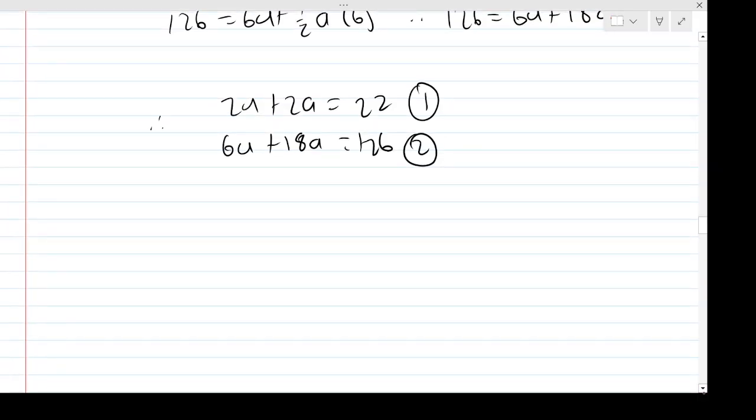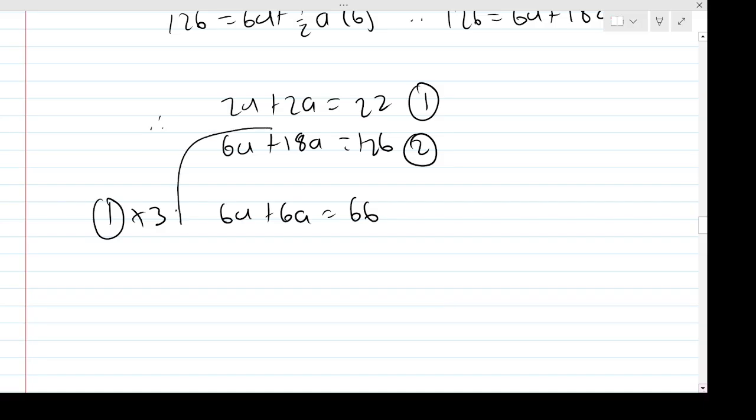Well, what I can do is notice I can try and eliminate maybe u, right? Because I've got 2u here and 6u here. They're nice multiples, right? In order to eliminate, say, u, I need to match the coefficients. So if I want to get from 2 to 6 here, I need to times the top equation by 3, okay? So if I do 1 times 3, I'm going to get 6u and then 6a. It's going to equal 22 times 3, which is 66, okay?